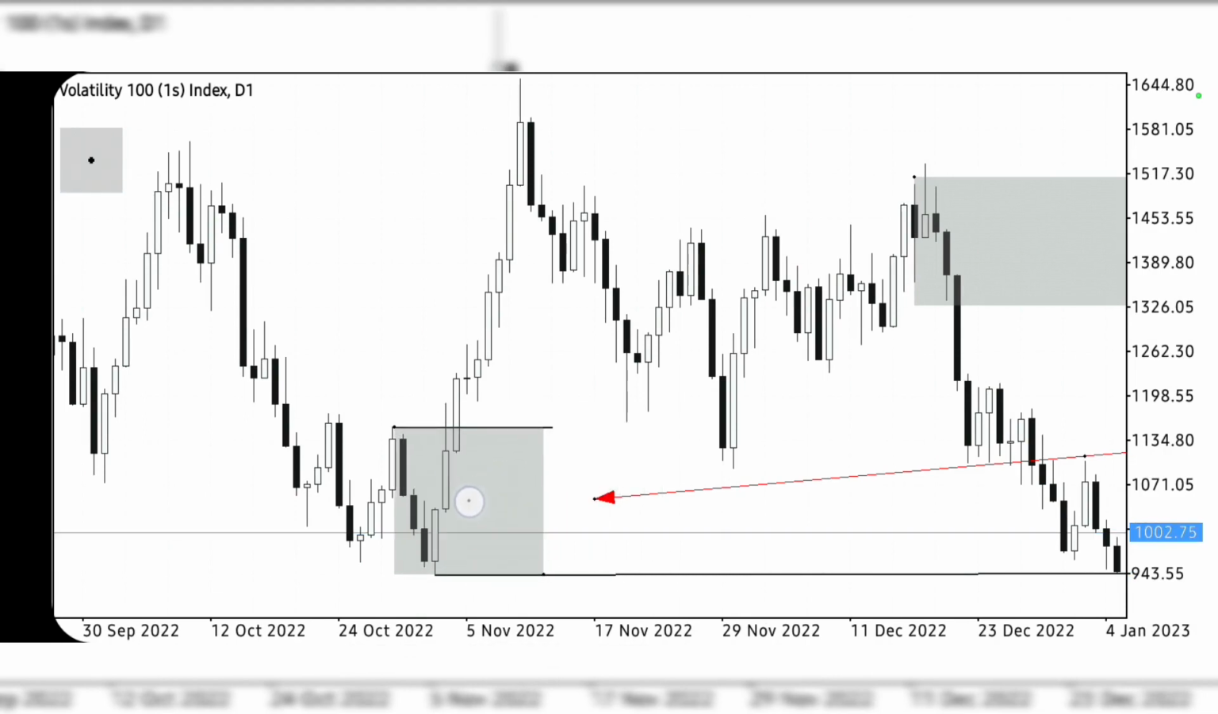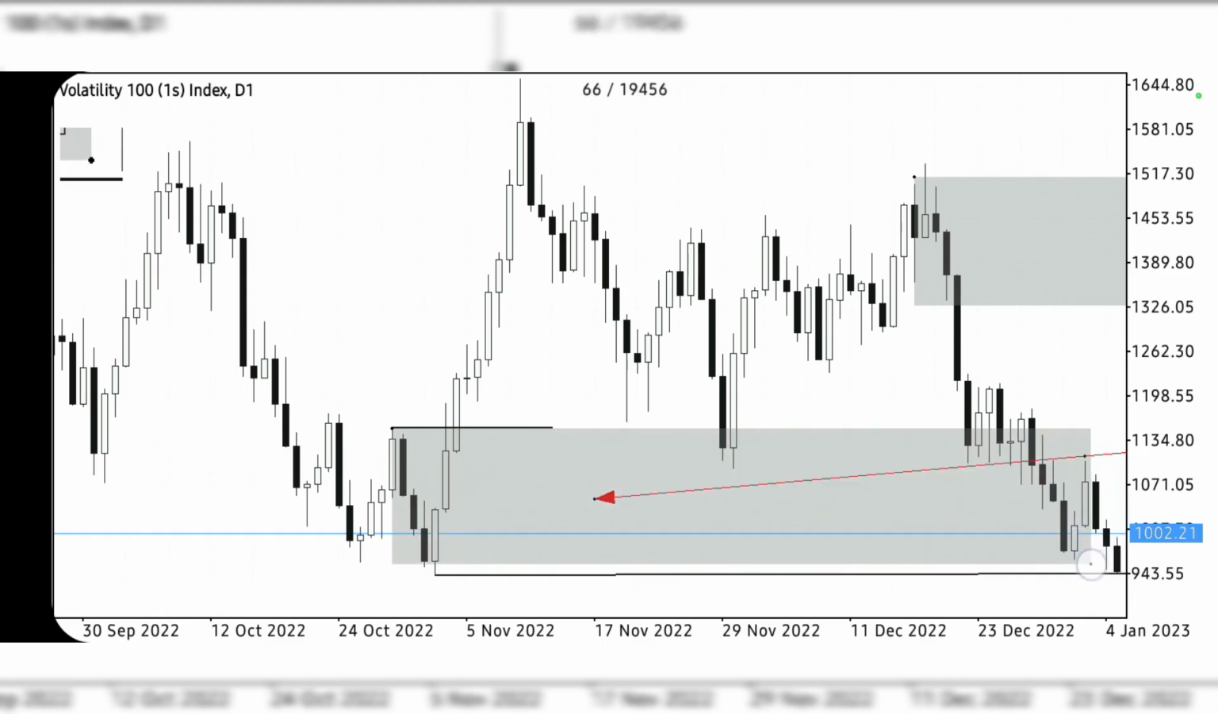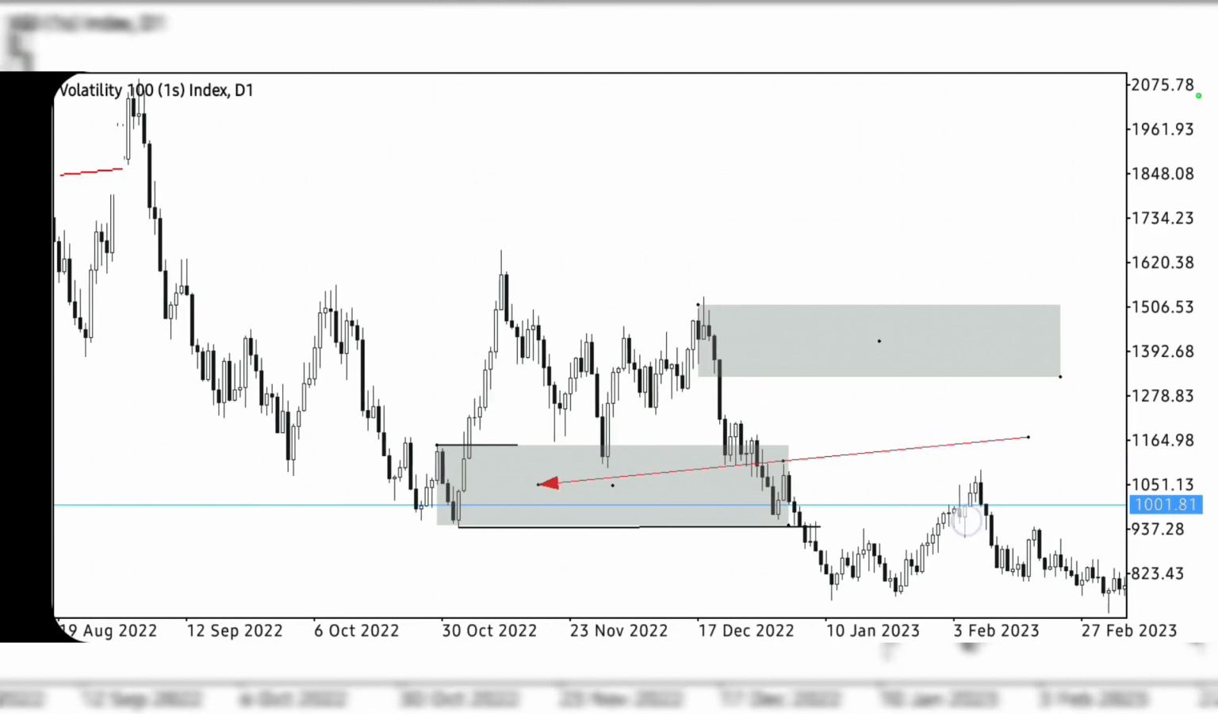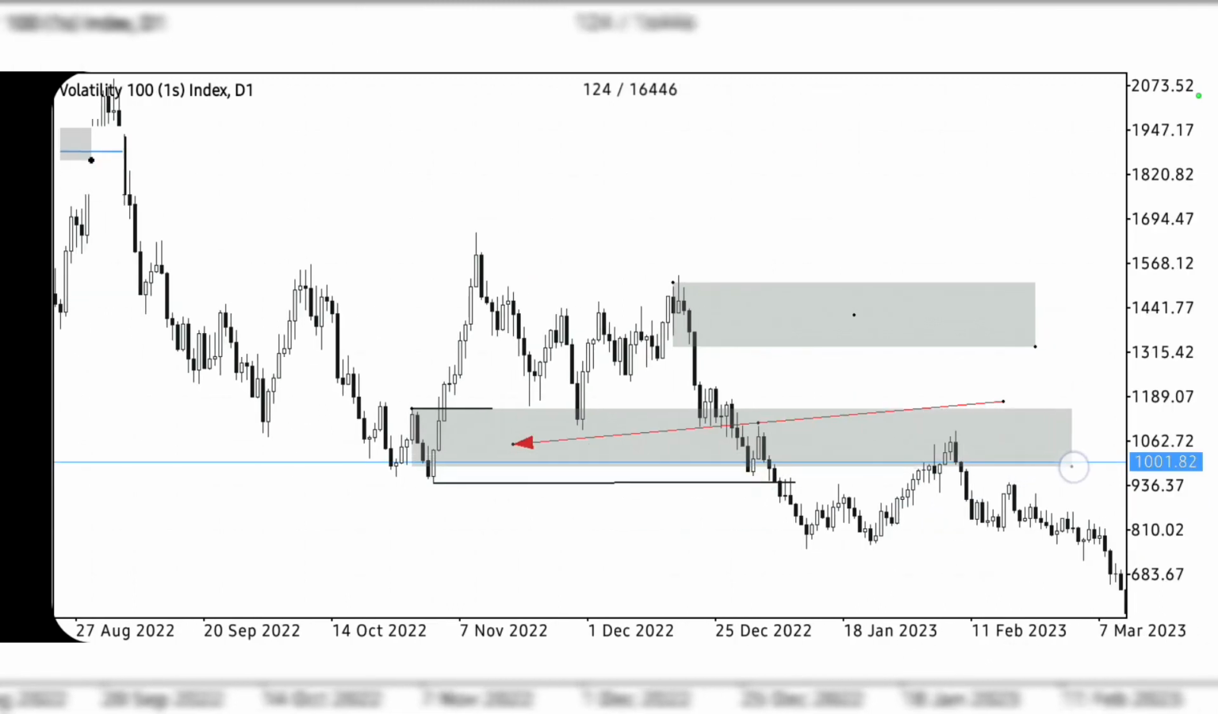So now you can see I am marking it all out as area of interest. So let's just mark it out. This is my whole area of interest, from this particular high where we had our break of structure for the pullback to this low. That is our secondary point of interest.